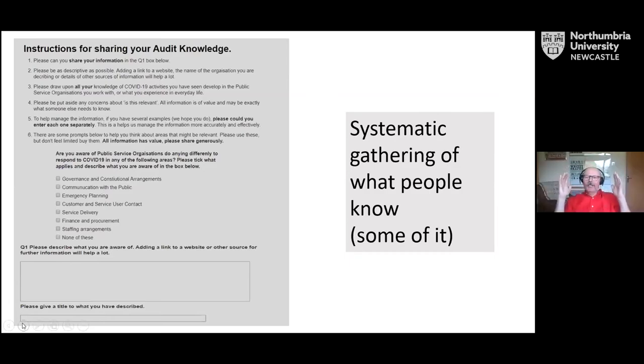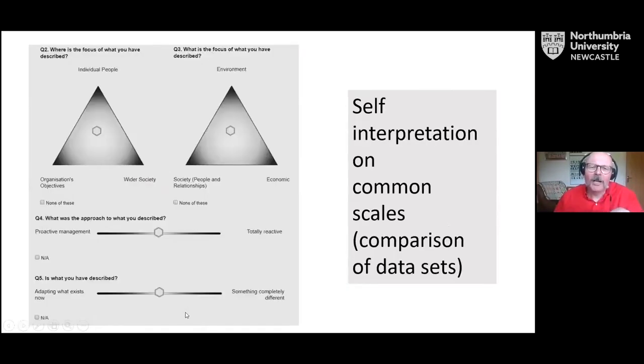So initially we're just asking the question, what's happened that's been new for you this week? We've asked that one. Then there's a bit of indexing to help sort the data. We're using two triads and two dyads. How these work is that the hexagon in the middle turns blue, and people move it around to where they think it fits best. We're trying to get a sense of where the focus of what's been described lies. Was it just about individuals? Was it an organization doing its own thing, or wider society? No wrong answer on there. We want to see the patterns that come out.